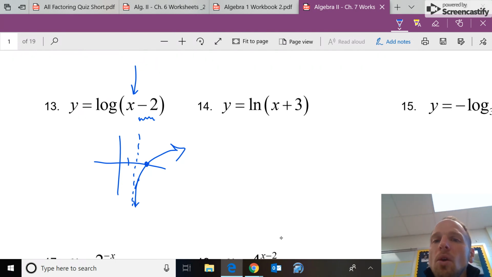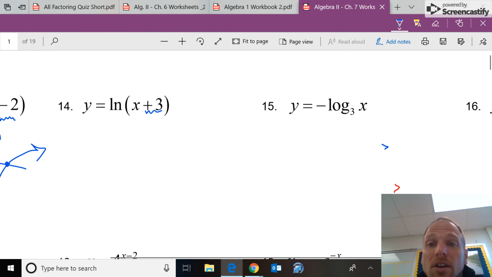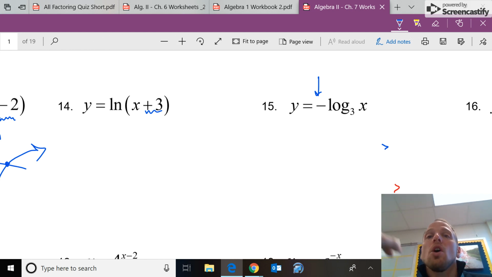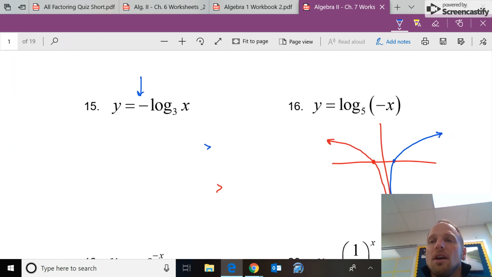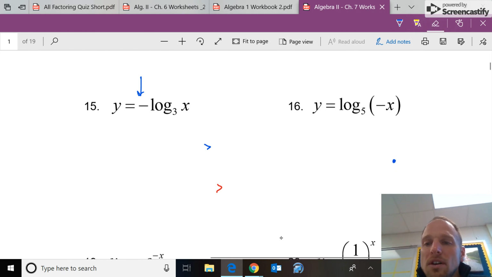All right, right here, that plus 3 is going to just slide it to the left 3. This negative is going to reflect it over the x-axis. It's going to reflect it down. This one, number 16, if it's a negative sign with the x, it's going to reflect it over the y-axis, going to flip it back and forth.